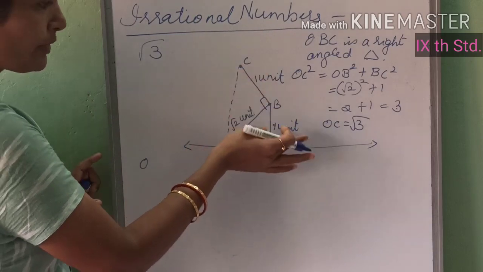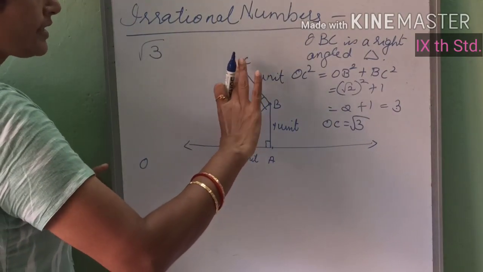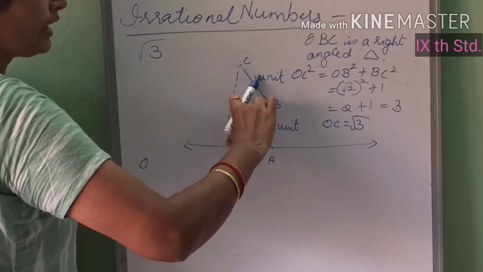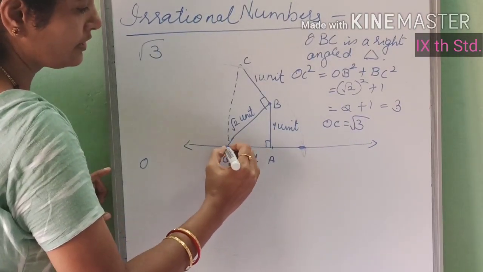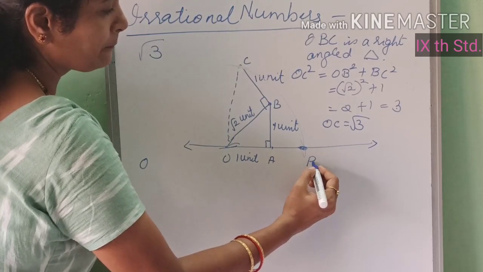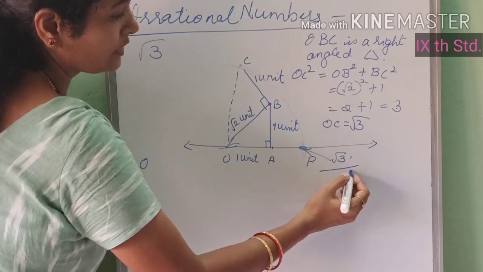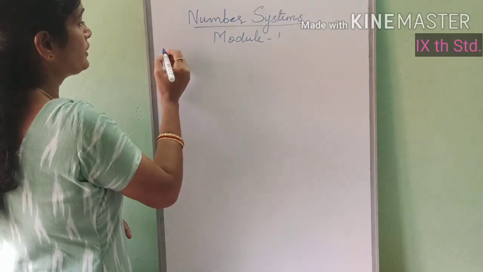Okay. So, it should be marked on the number line. So, again take your compass. Take the radius as OC. Then, with O as the center, draw the arc. That arc will intersect the number line. Okay. This point, mark it as P. So, this point P gives you root 3 on the number line. Clear? Let's move on to the exercise.